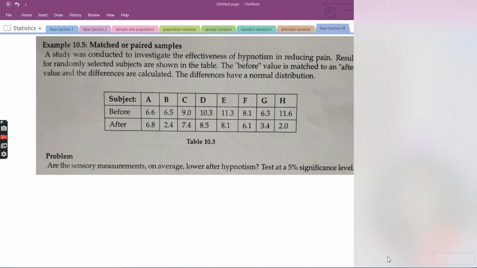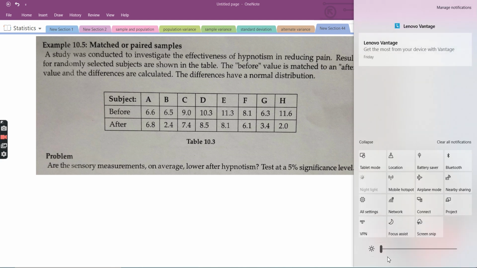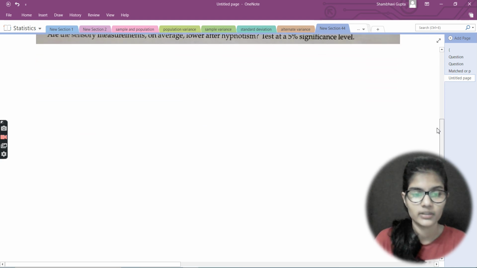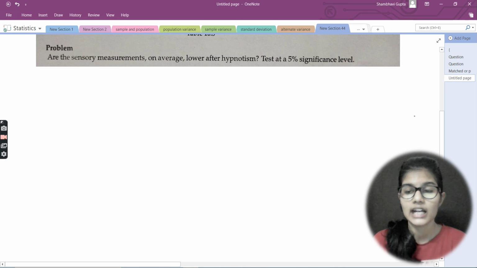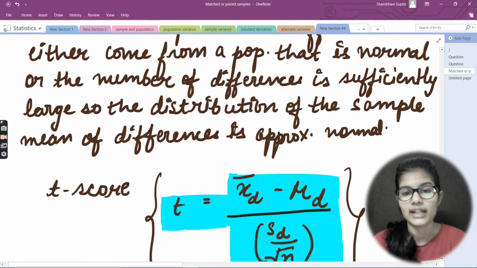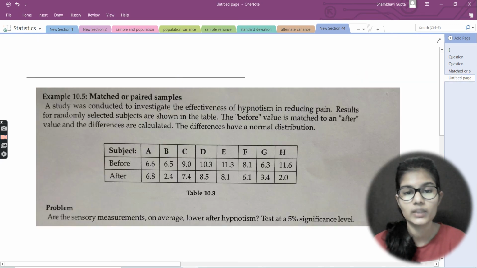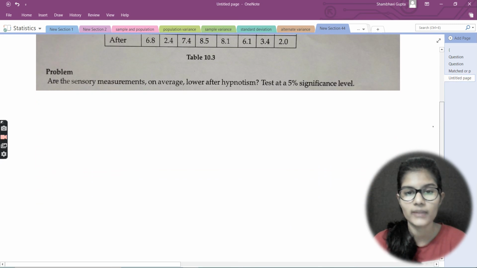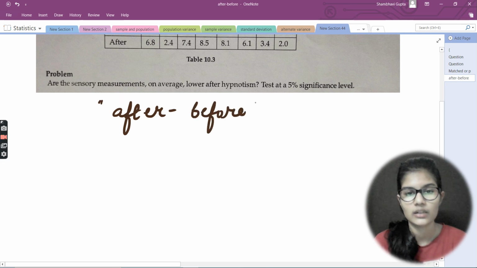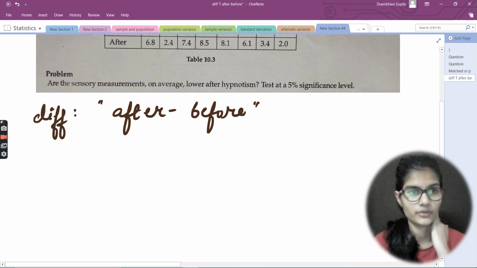What I would do here is write out the particular things. First of all, I will be calculating the difference. How do we calculate the difference? I already mentioned that it is paired data, so the difference is calculated as after minus before. From this we calculate the difference. So I would write: difference is equal to after minus before.